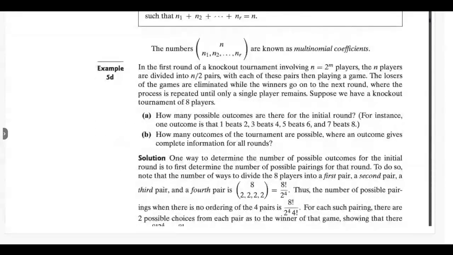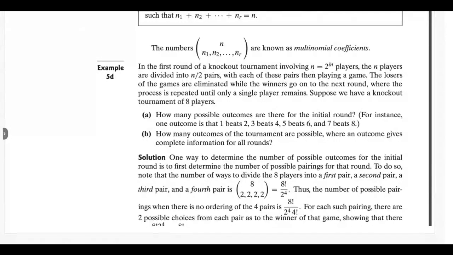In the first round of a knockout tournament involving n equals 2 to the m-th power players, the n players are divided into n divided by 2 pairs, with each of these pairs then playing a game. The losers of the games are eliminated while the winners go on to the next round, because it's a tournament, where the process is repeated until only a single player remains. Suppose we have a knockout tournament of 8 players. A: How many possible outcomes are there for the initial round? For example, one outcome is that 1 beats 2, 3 beats 4, 5 beats 6, 7 beats 8. B: How many outcomes of the tournament are possible when an outcome gives complete information for all rounds?